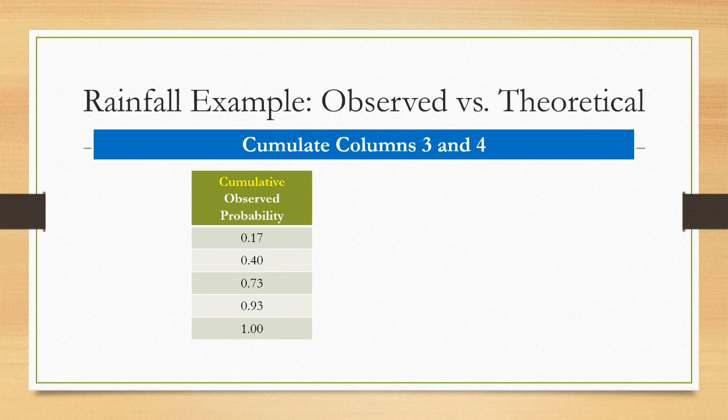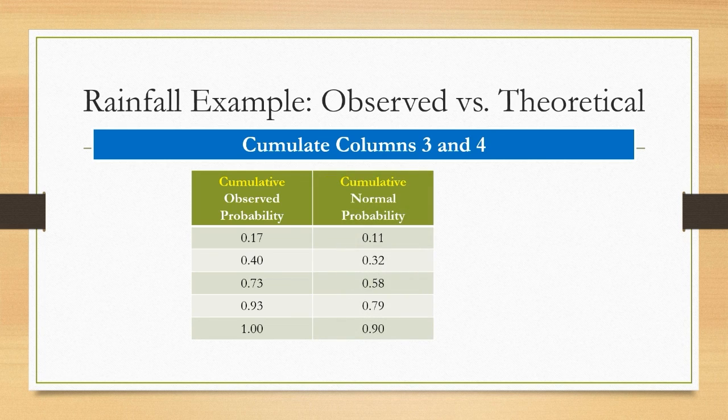Here's the cumulative observed probability from the empirical data that we've got. We're adding up consecutively each observation until we get to 1.00, or 100% of the data. Then we accumulate the normal probability, that theoretical curve that we derived, and we get to those numbers right there.